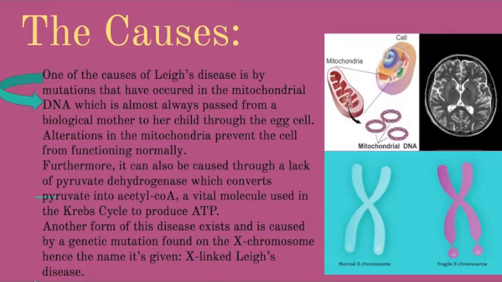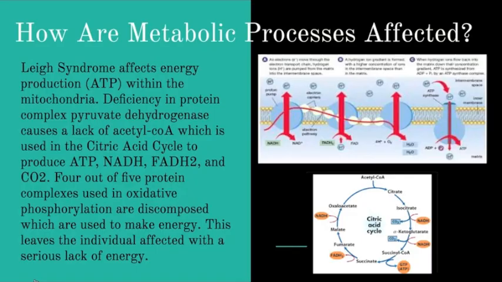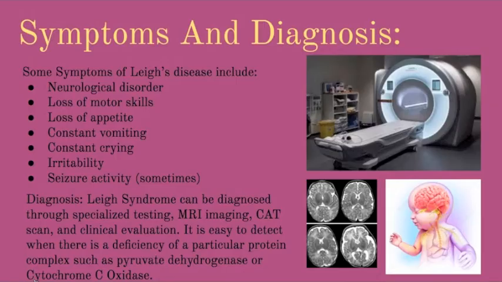There is a mutation of this disease located on the X chromosome called X-linked Leigh's disease and is typically prevalent in males. How are metabolic processes affected? Leigh syndrome is a mitochondrial disease. Both causes affect ATP production within the cell. Someone affected by the disease would have 4/5 of protein complexes for oxidative phosphorylation missing.